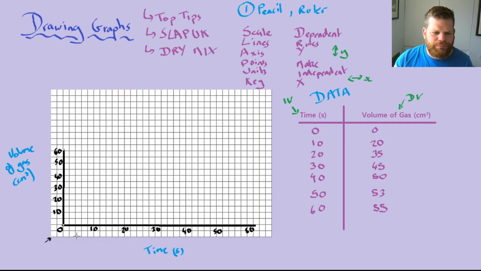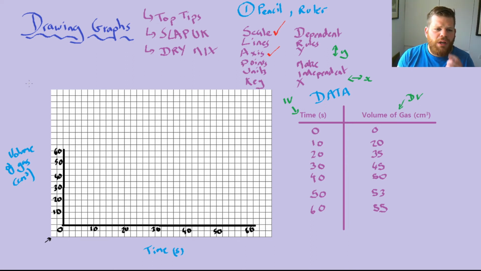There we go. So now we've got our graph. What's our next point? What we've done successfully so far is we have done our scale. What we've also done is our axes, because we've got them the right way around. So next on the list is to do our points.